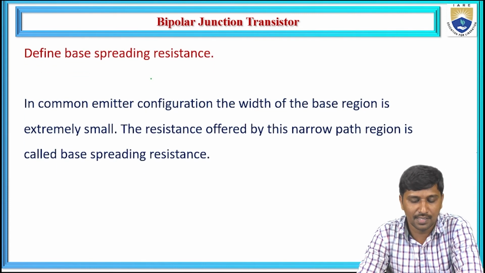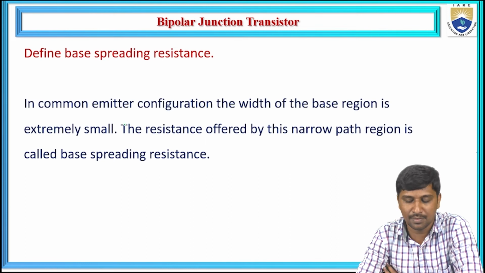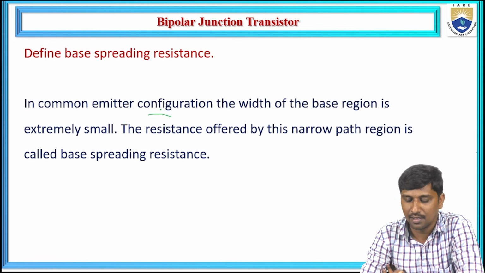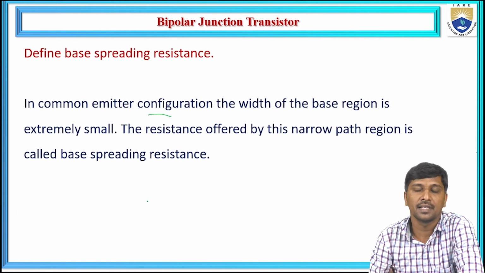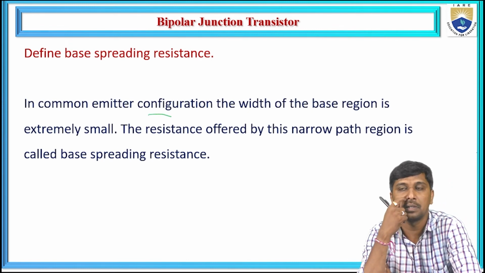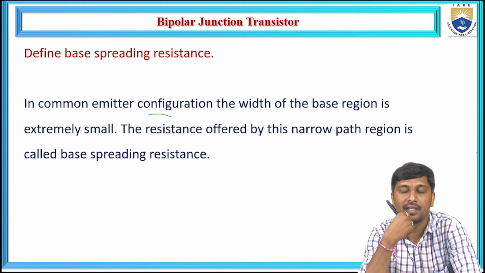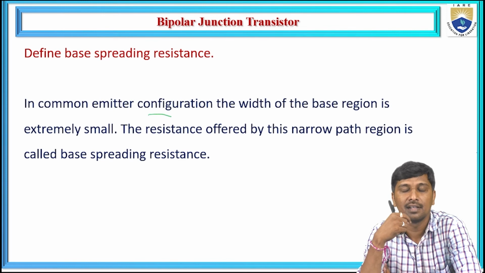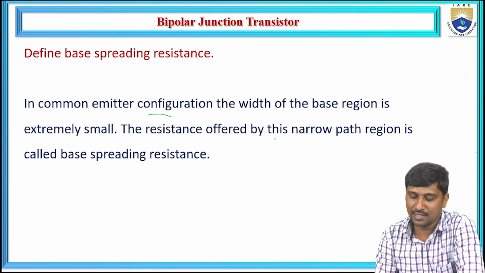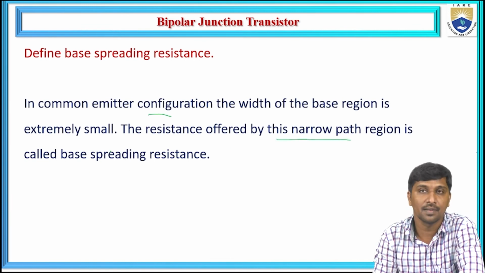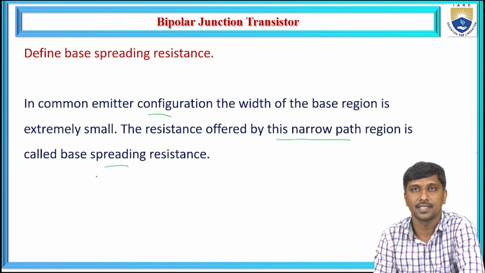Now define the base spreading resistance. This base spreading resistance is observed in a common emitter configuration. The width of the base region is extremely small in transistor construction. Because the charge carriers must diffuse from the emitter to the collector by crossing the base, the base width is made very small. Hence, the resistance offered by this narrow path region is called the base spreading resistance.